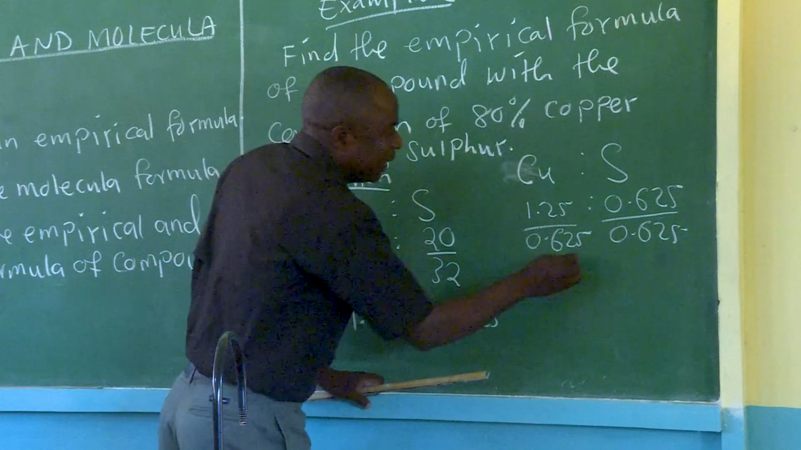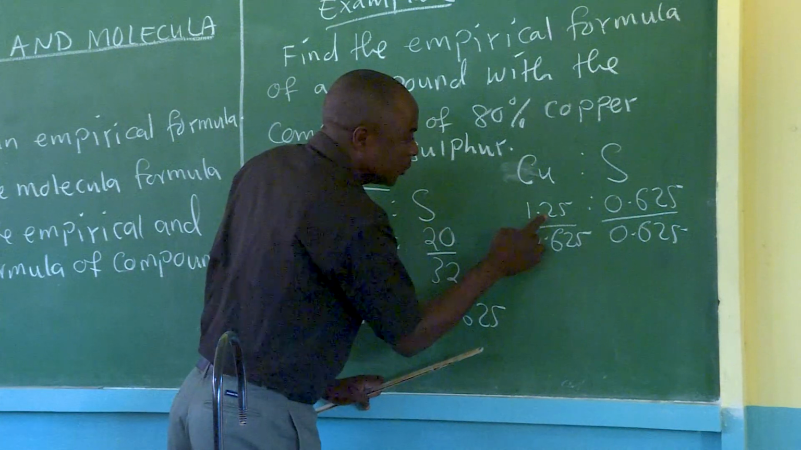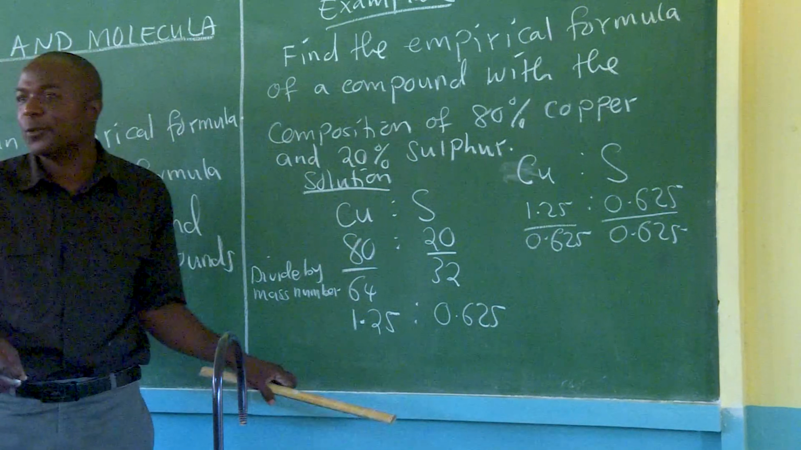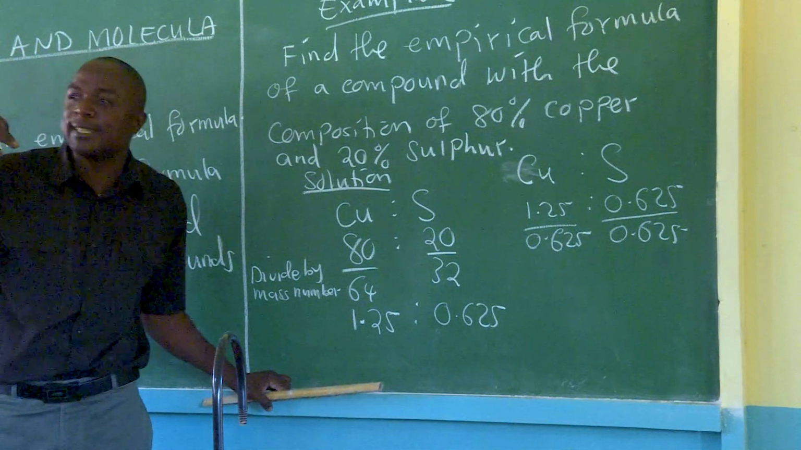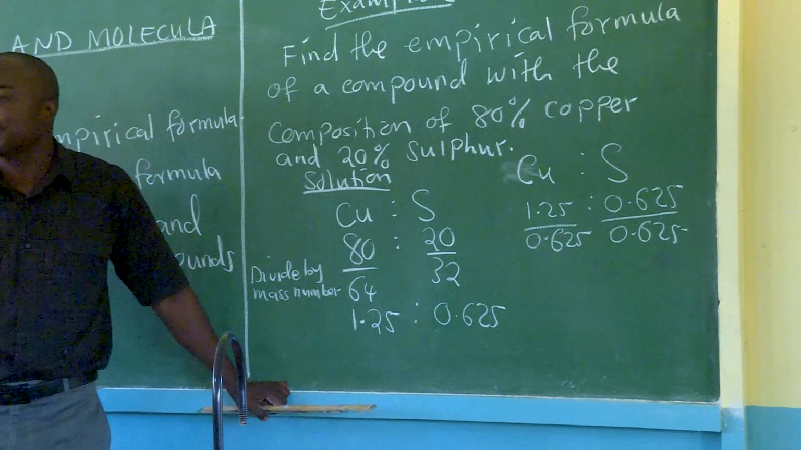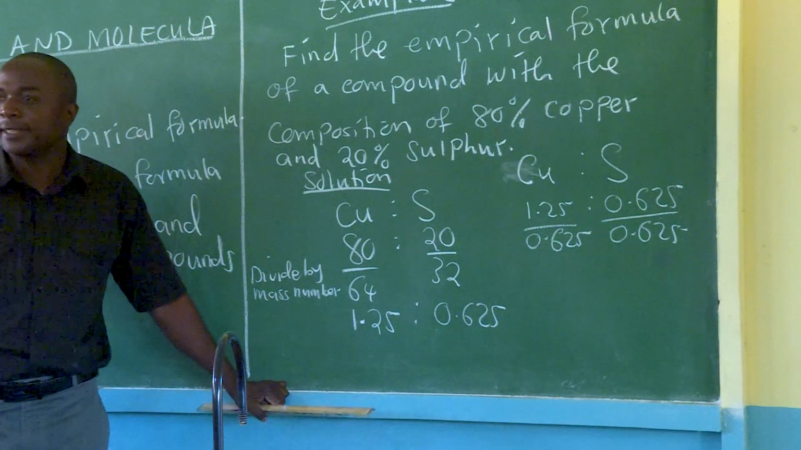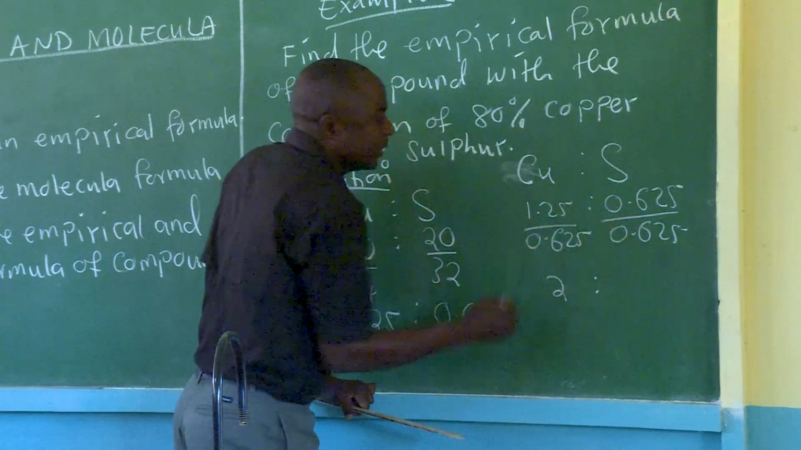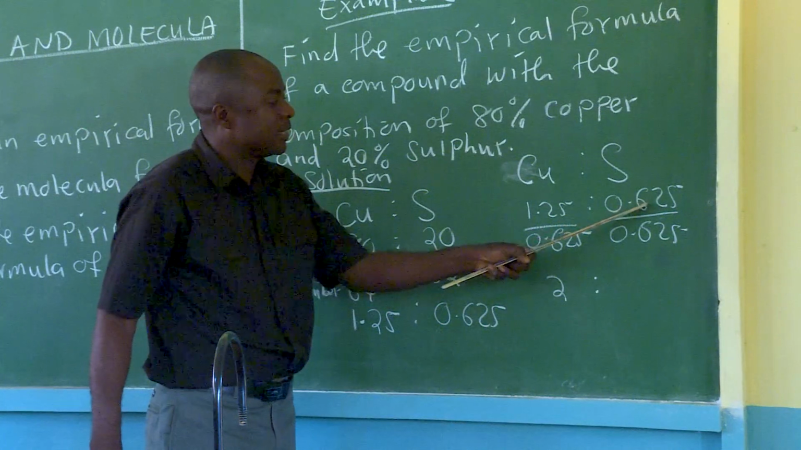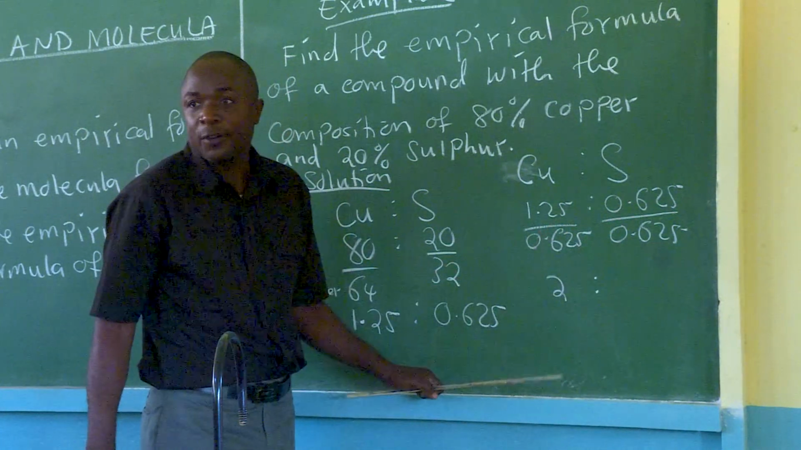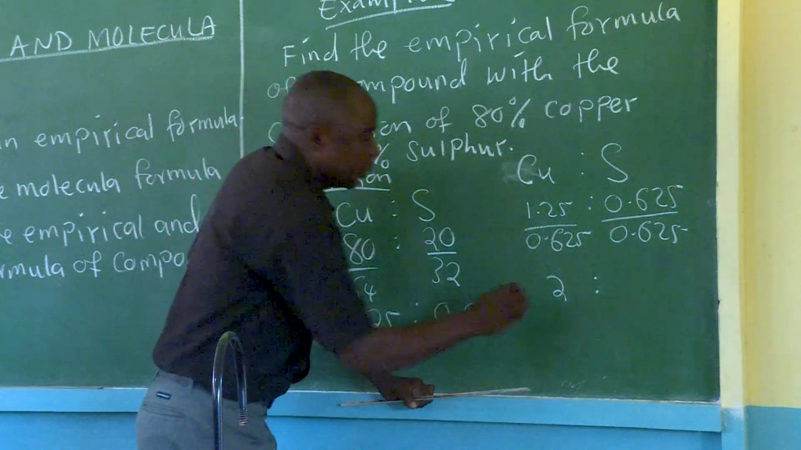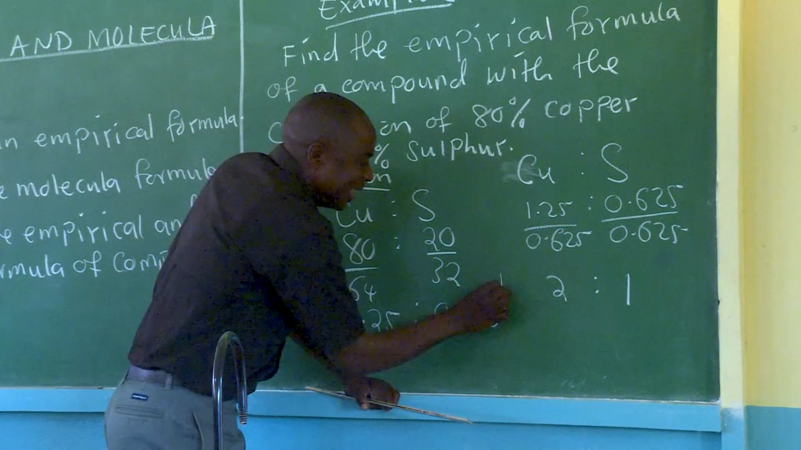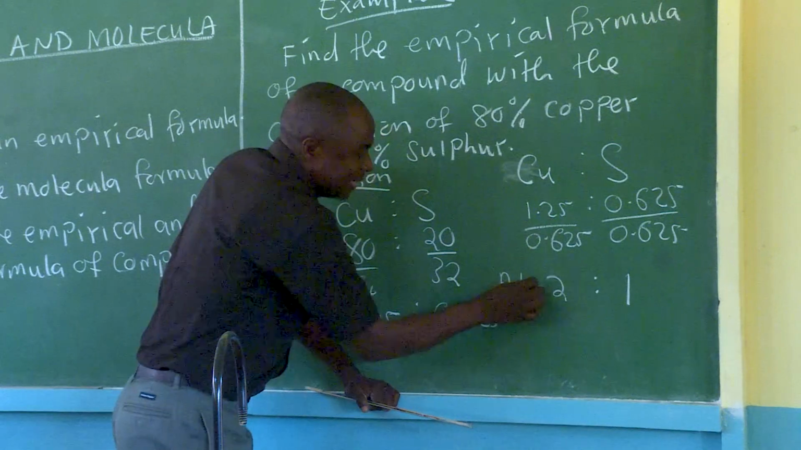So when you divide 1.25 by 0.625, what are we getting? Okay, I want someone else. Yes, Alvera? 2. We get 2. Then 0.625 divided by 0.625, obviously the answer is 1. So you write 1. Okay? So what we have here, these are the ratios.